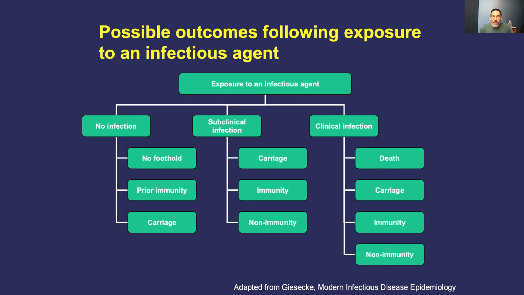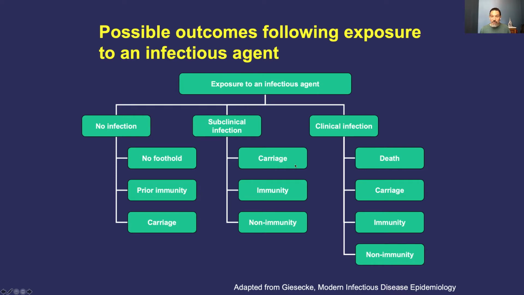Within these three categories, there are additional outcomes that are possible. When the infection does not occur, it could be because the agent wasn't really able to gain a foothold in the host, perhaps because the degree of exposure to the agent wasn't high enough to penetrate the body's defenses, or the person's immune system could have prevented it because of prior immunity. Or they could have become a carrier of the agent without becoming infected. So these are three possible outcomes after exposure to an infectious agent, even though the person does not necessarily become infected.